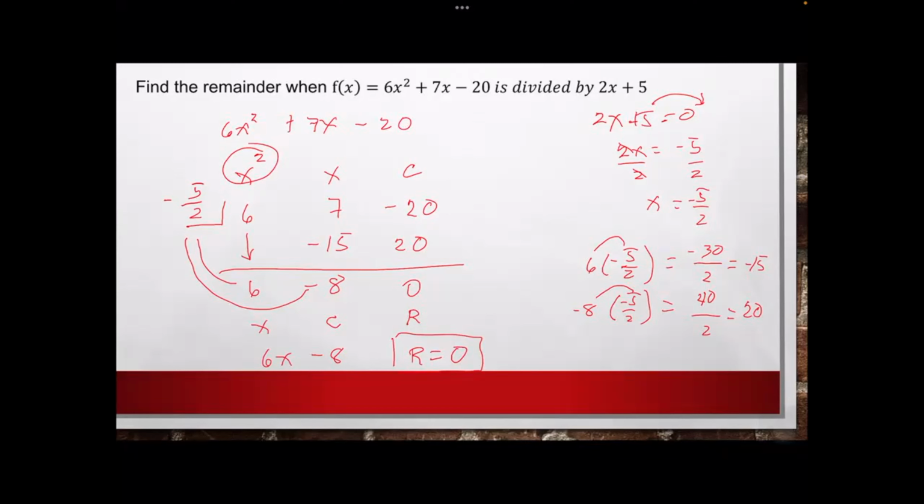Question? Clarification? Wala naman? Malinaw po ba? Sana. Wait lang.